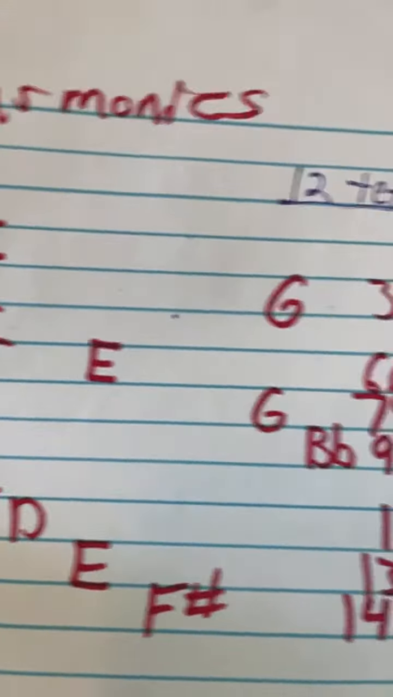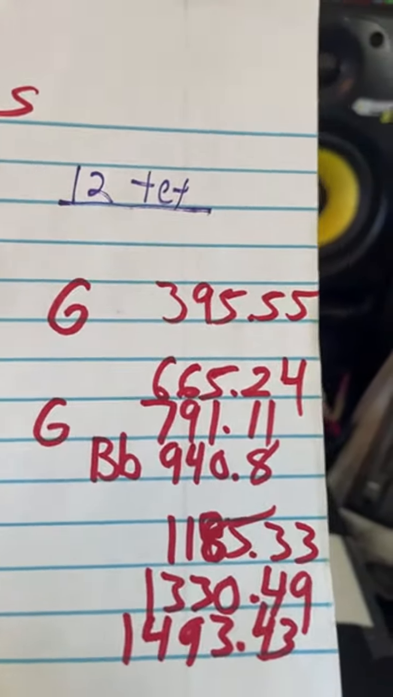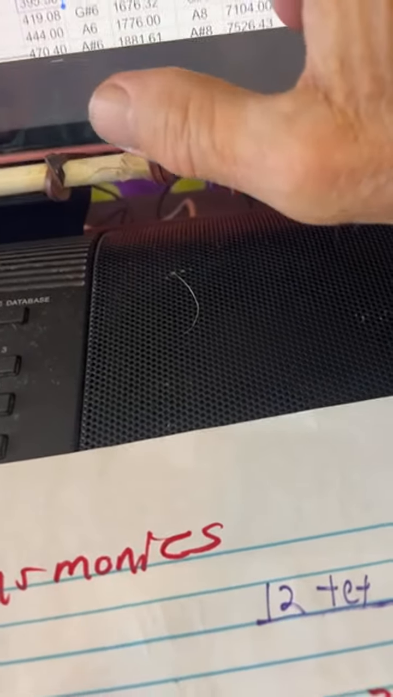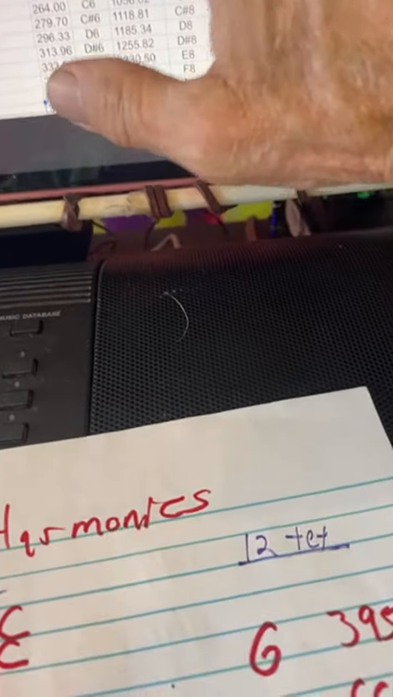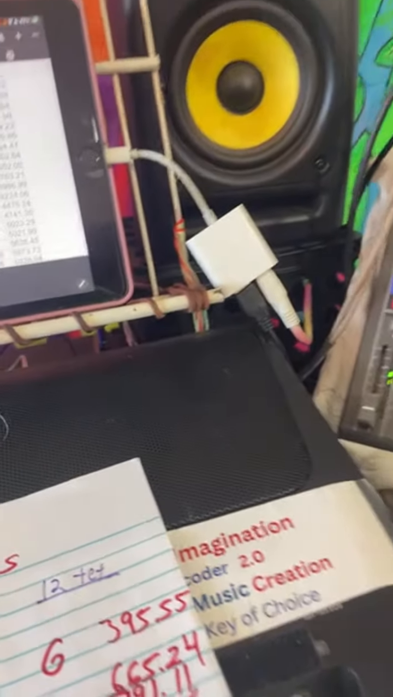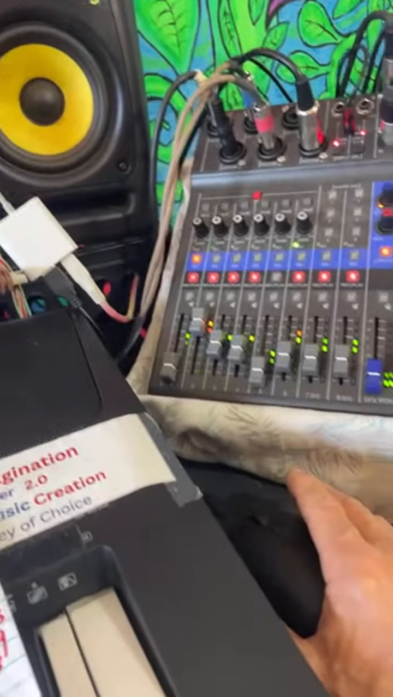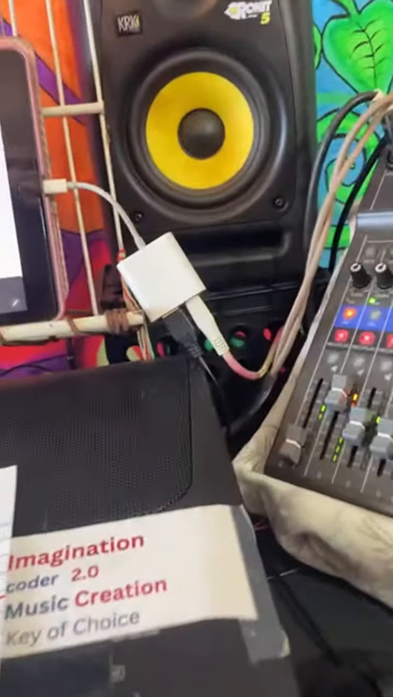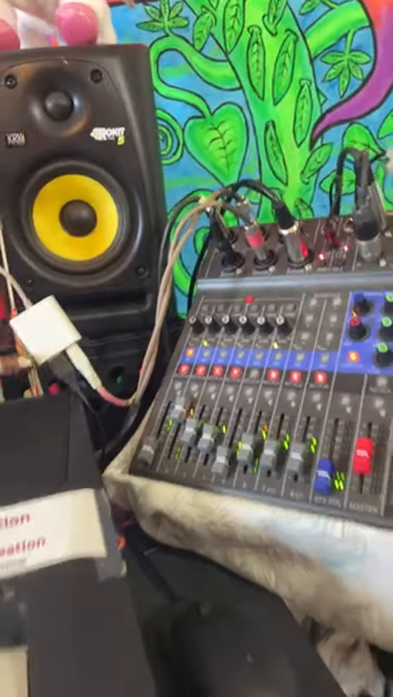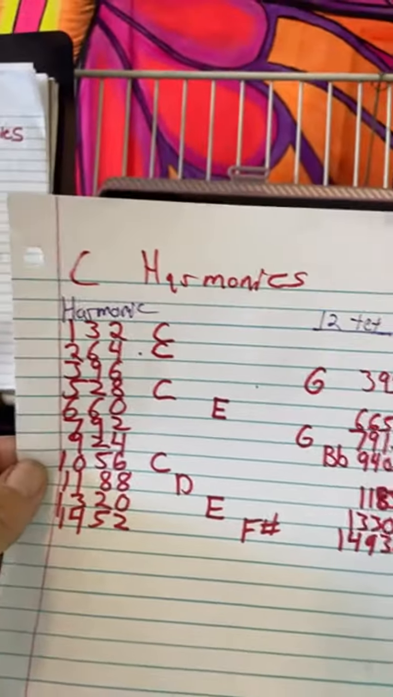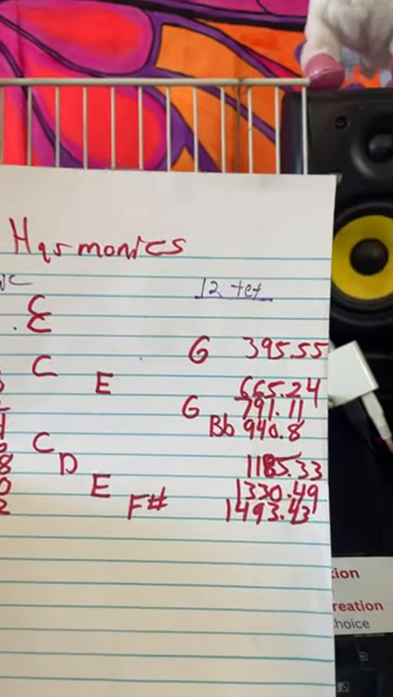But if I look at 12 tone equal temperament, I get 665.24, right? So if I come over here, okay, 665.25, sorry. I get that as my E5 in the fifth octave. So that's a little bit different, right? That's even more different. That's noticeably different, actually. So some people do notice that difference.